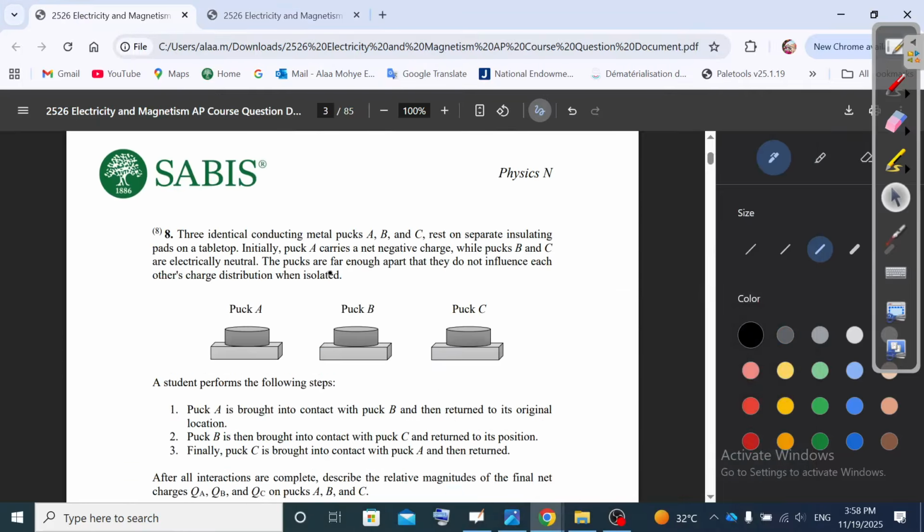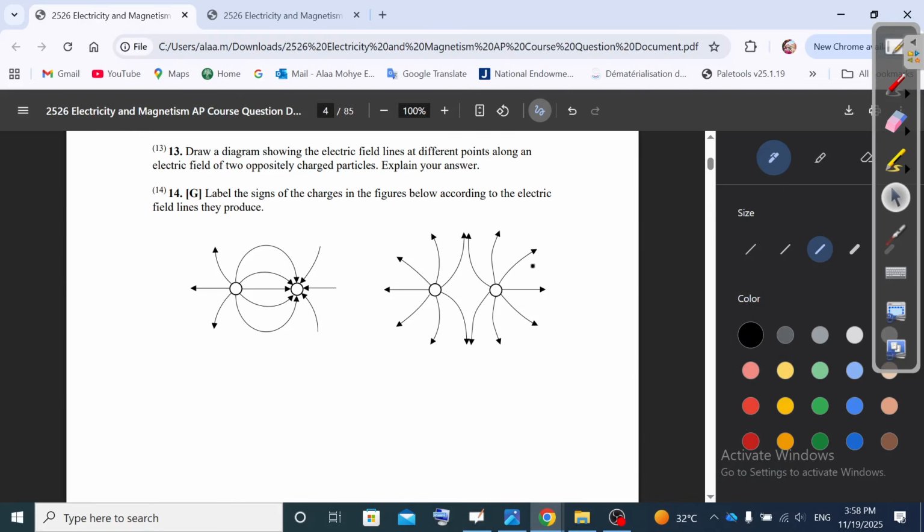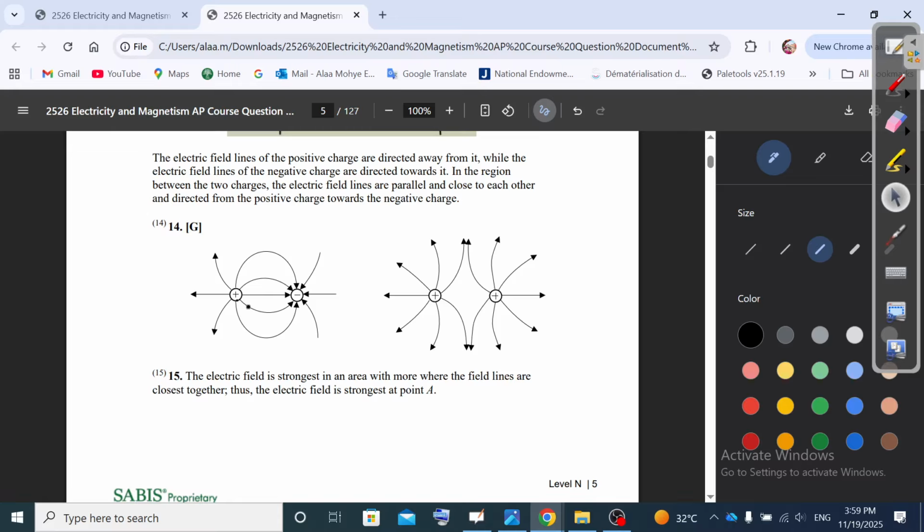Moving on. Here, you need to know, because it might not come the same, but this is definitely coming, okay? That it goes out of the positive into the negative. The electric field lines, the electric field denoted by E, goes out of the plus into the minus. So this would be out of plus into minus, and out of plus, out of plus. That's it. So go into question 14. Yep, plus minus, plus plus.